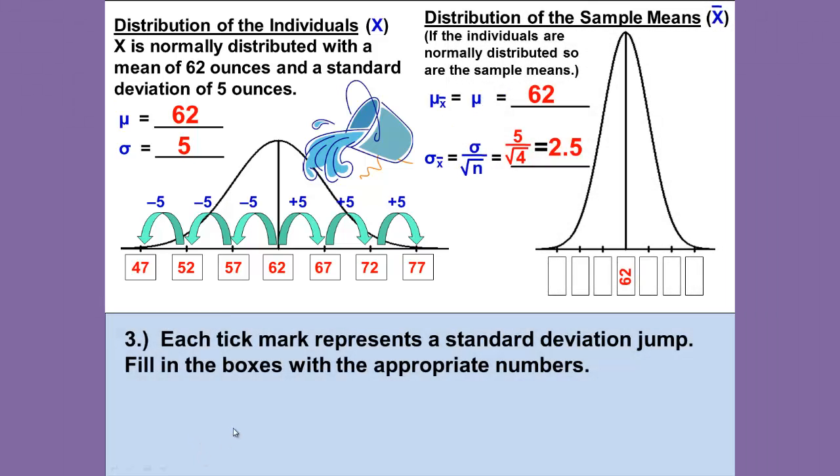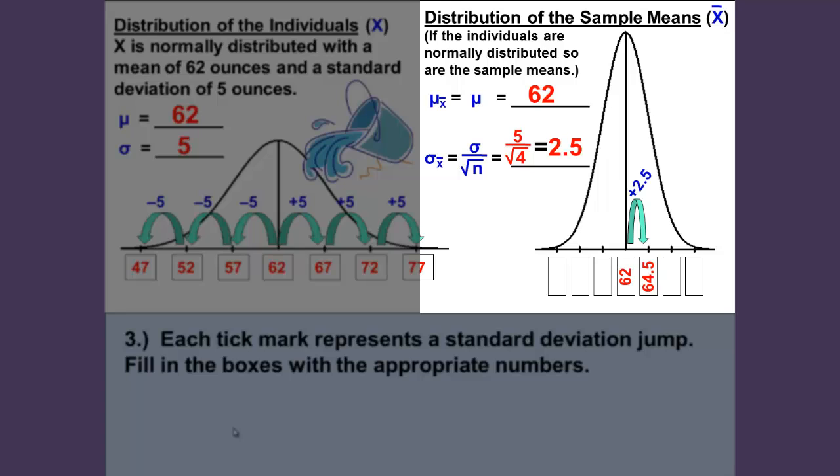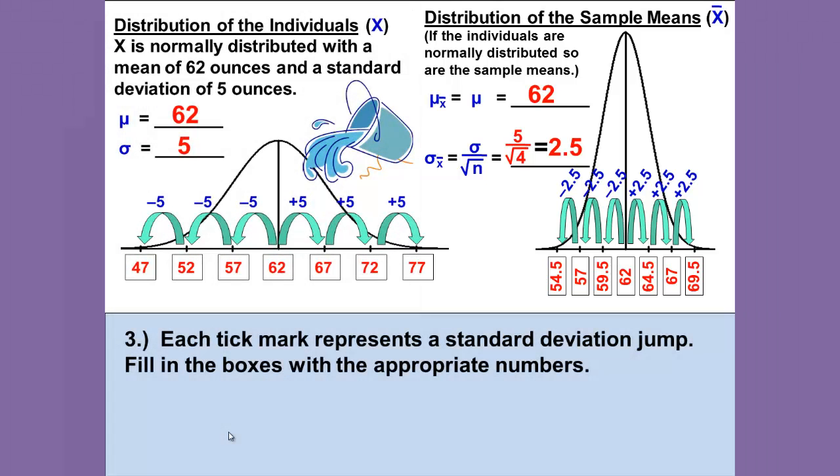We can repeat the process for the distribution of sample means, but remembering that our standard deviation for the sample means is 2.5. So we will take 62 plus 2.5 to get 64.5. Then adding 2.5 again, we get 67. And then adding 2.5 again, we get 69.5. We will subtract 2.5. That will give us 62 minus 2.5, which is 59.5, then 57, then 54.5. Notice the difference in the scales and in the shape, how it will narrow down the shape of our distribution of sample means.